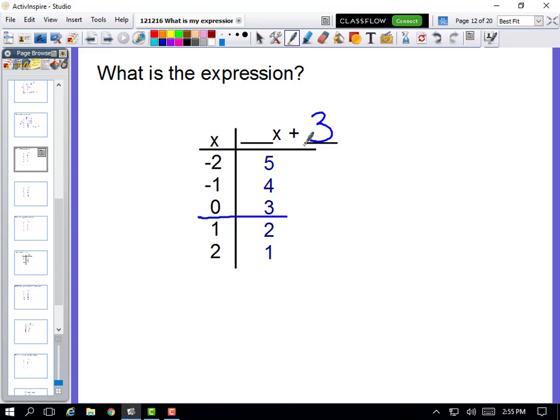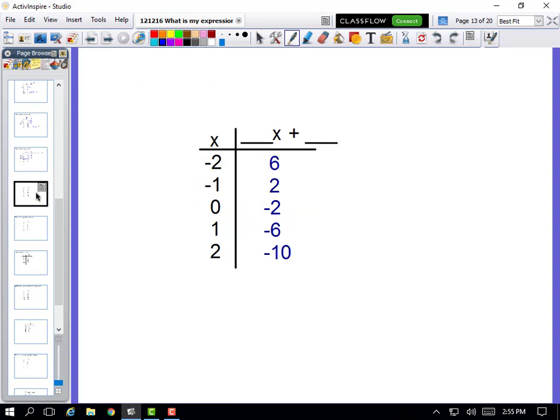Now we look for our patterns. Our pattern on the right is going 5, 4, 3. We're actually subtracting 1 each time. Our pattern on the left is increasing by 1. So negative 1 divided by 1 is negative 1. So we have an expression of negative 1x plus 3, or just negative x plus 3. That would mean the same thing. Let's do one more like that, just to make sure we got it.